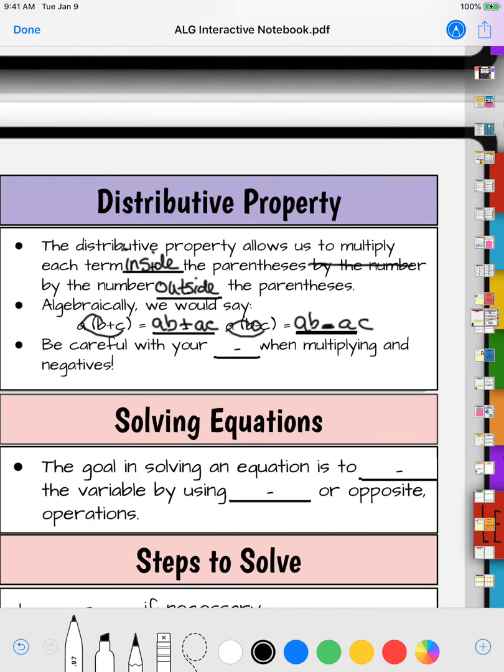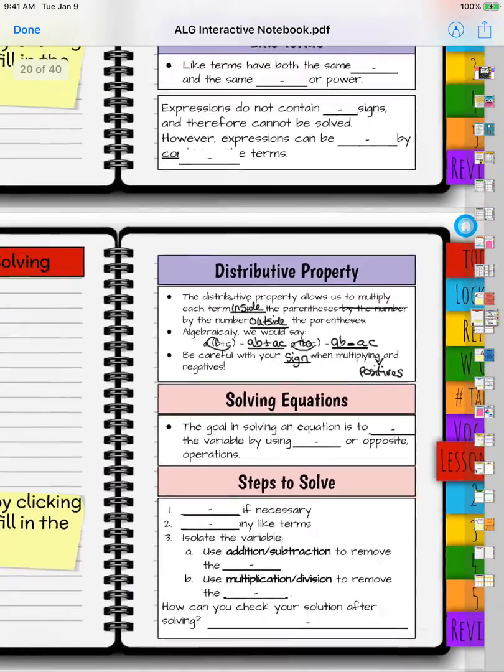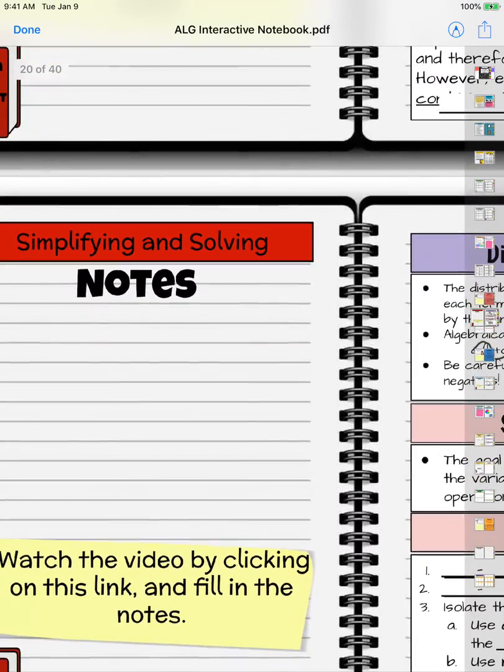Be careful with your sign when multiplying positives and negatives. So I'm just going to show you a little example.